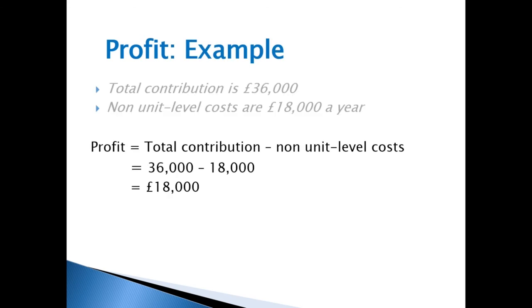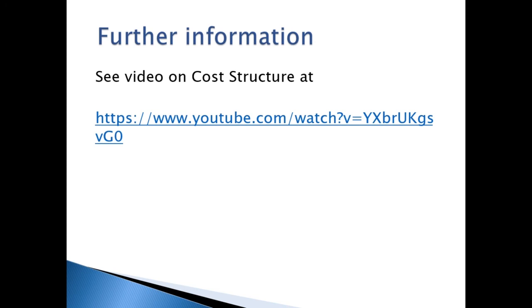So here's the example we had before. Our contribution we'd worked out was £36,000. We know our non-unit level costs are £18,000. So in that situation, our profit will be £18,000. And that's all we need to cover here.